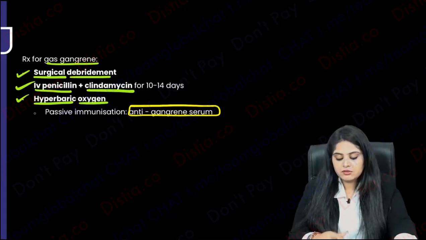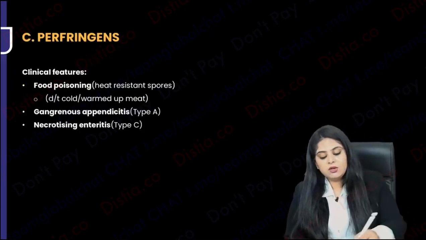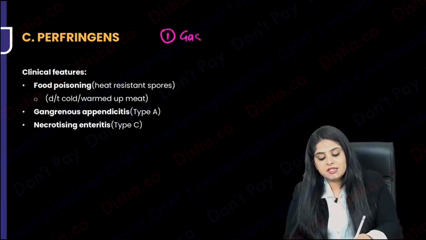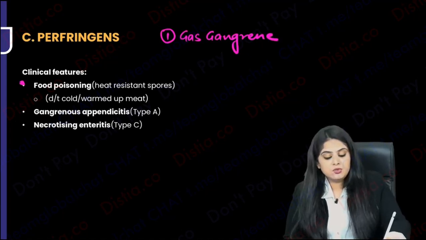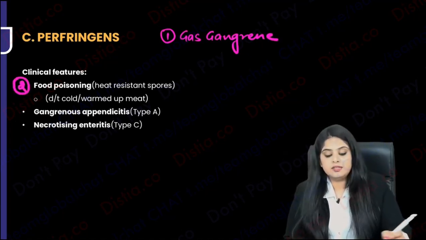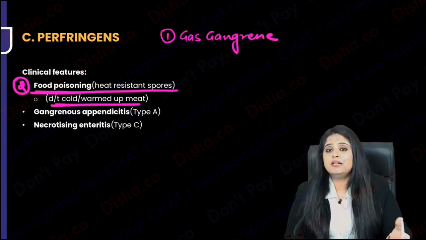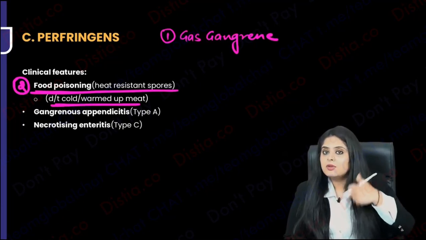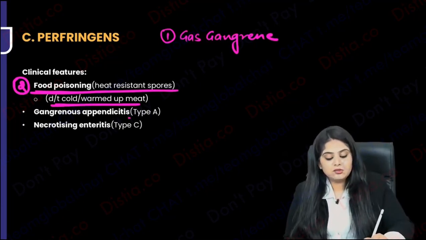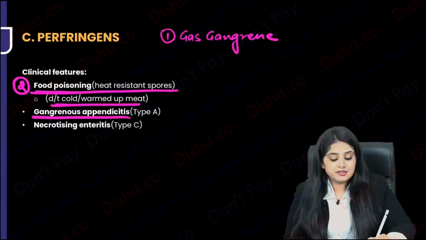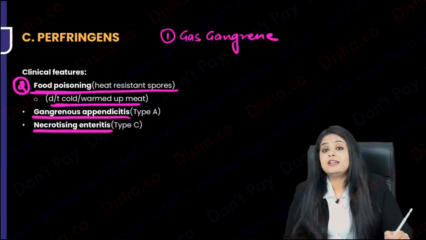If you feel that Clostridium perfringens only causes gas gangrene, you are mistaken. Clostridium perfringens causes a lot of other things also. Number two, it can cause food poisoning because it has some heat resistant spores. So it is basically because of some warmed up or cold meat, heat resistant spores are there, so food poisoning can happen. And because I'm talking about intestine, this can also cause gangrenous appendicitis. This can also cause necrotizing enteritis.